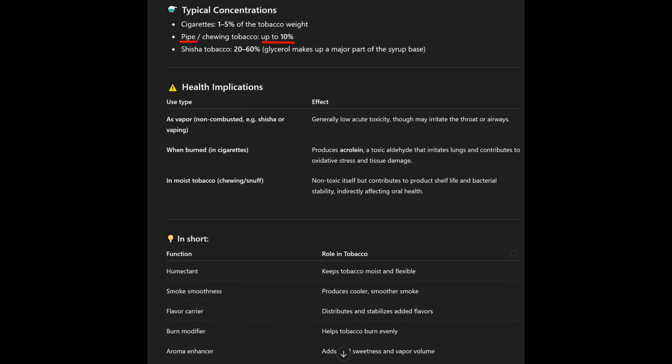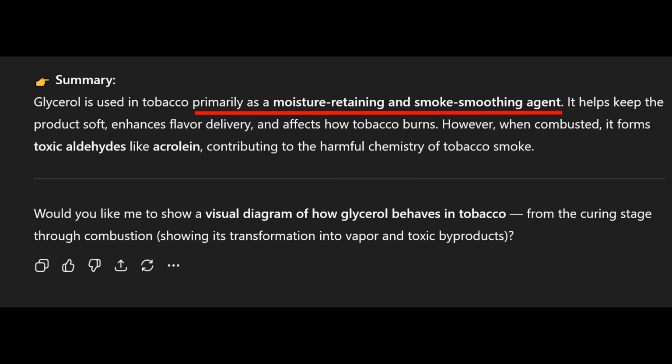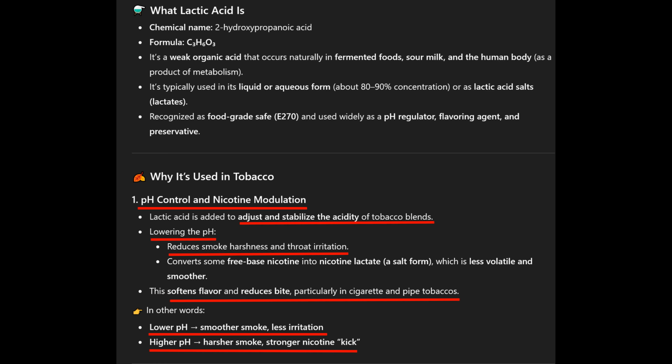In short, we have the function and the role in tobacco, health implications, of course. Again, if you're interested, pause the video, read it, and now let's go further. This is a summary, okay, that glycerol is primarily a moisture retaining and smoke smoothing agent, and that is what we are interested in knowing. Now let's go further to lactic acid. So why is it used in tobacco?